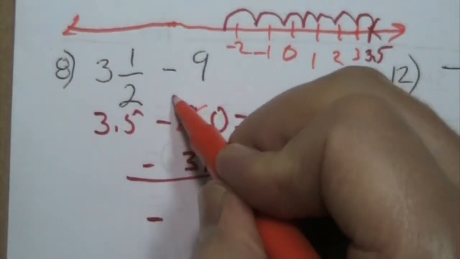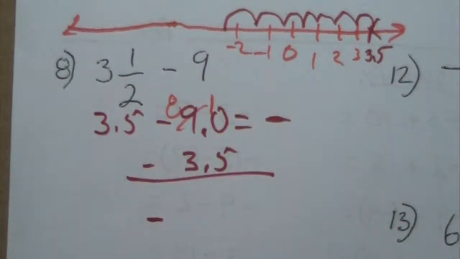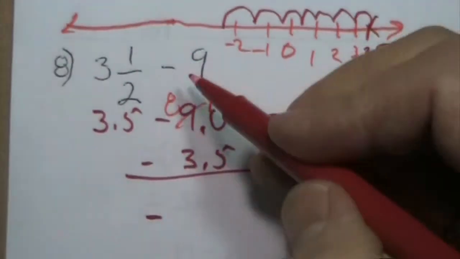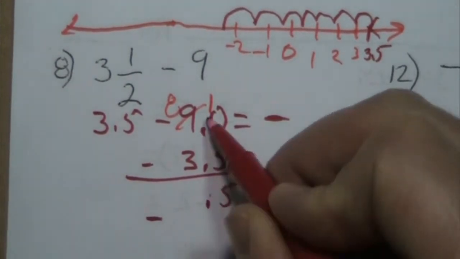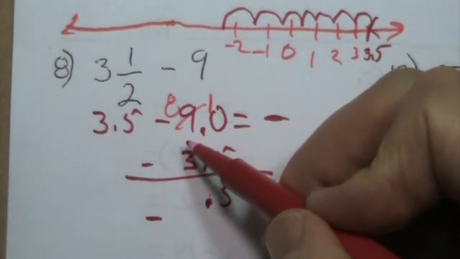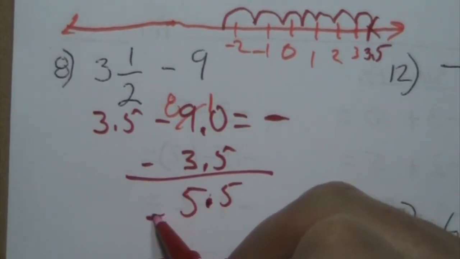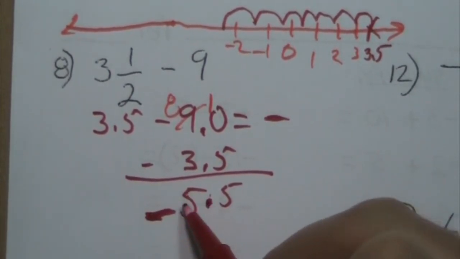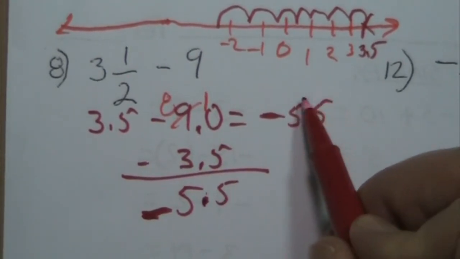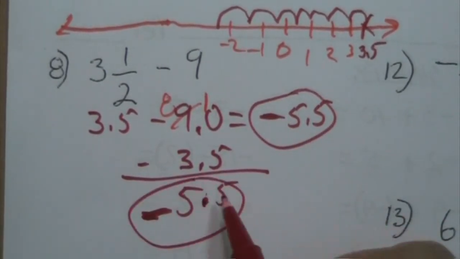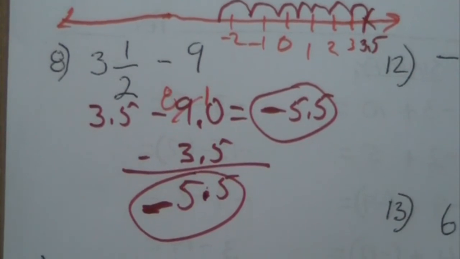So let's see, this becomes an 8. I'll borrow a 10 there, or 1. Now it's 10 minus 5 is 5. Bring the decimal down. 8 minus 3 is 5. So you can see that your answer is negative 5.5. Okay, so sometimes it may be easier just to make it into decimals. Some people do that all the time.